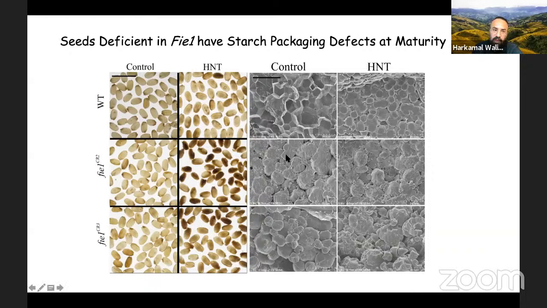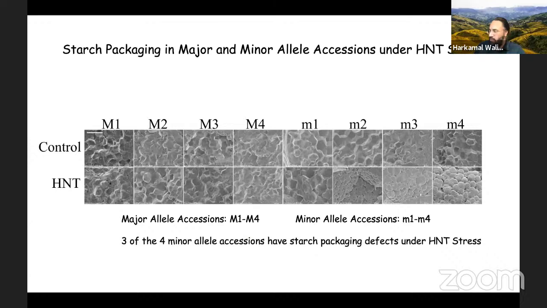And once you mutate this gene, 5.1, you basically see this puffy mess that looks very similar to the HNT stress response, and it just gets worse when you impose HNT stress. So even under control conditions, the 5.1 mutants have major issues with starch deposition and starch packaging that just get aggravated under HNT stress. So we then asked if this was also true for the major and minor alleles.